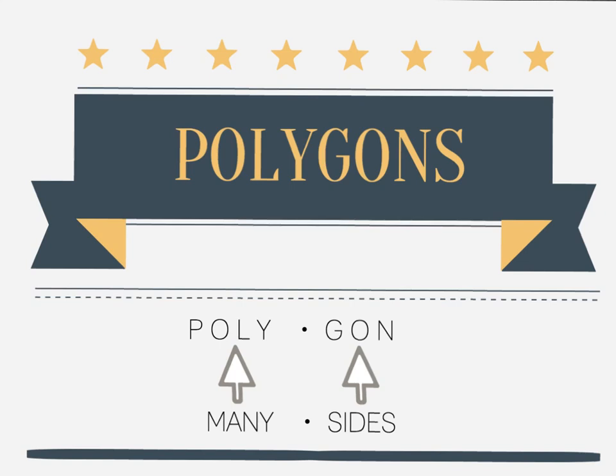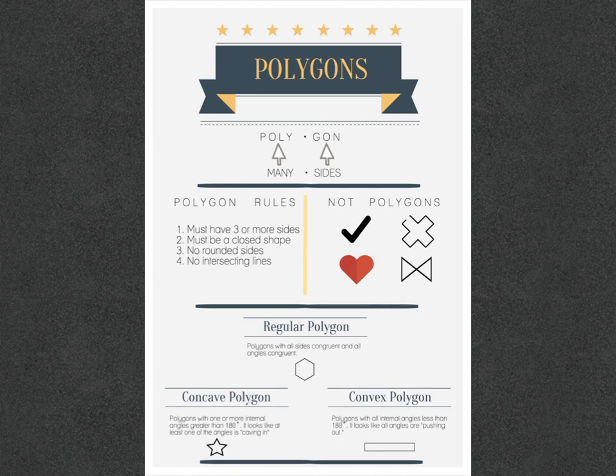Okay, today we're going to talk about polygons. So the definition of polygon, if we pull apart the word, poly means many, and gon means sides. So polygon just means many sides. So today we're going to talk about different shapes that have many different sides.